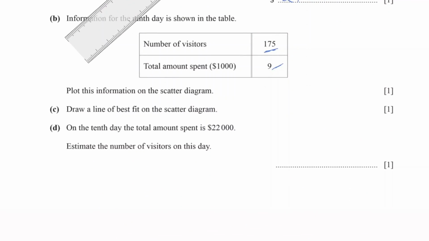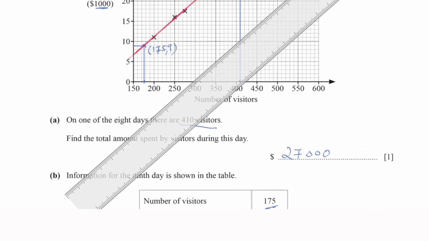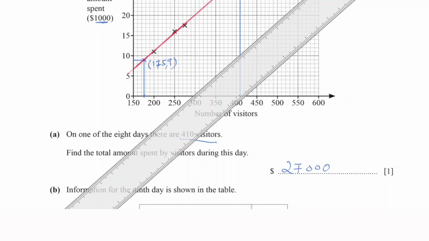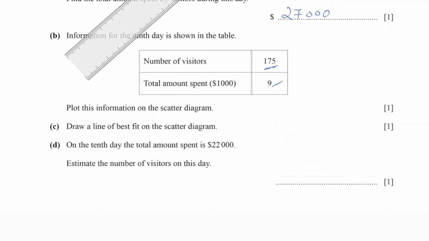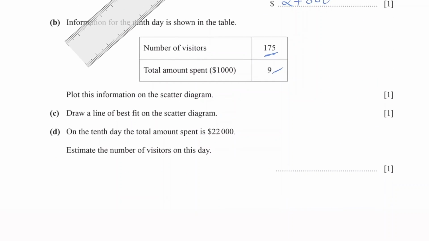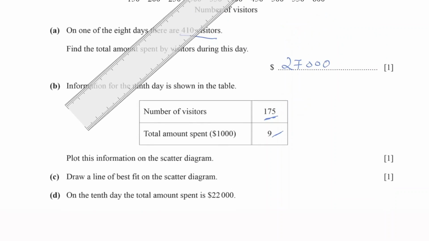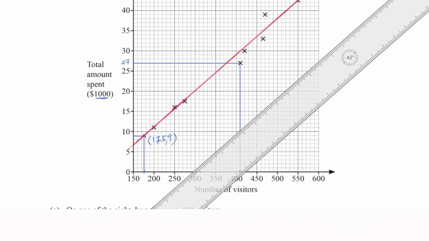Okay, then the next part says, and yeah, of course, don't make the line of best fit outside of this graph. It's not correct. Anyway, on the 10th day, the total amount spent is 22,000. Estimate the number of visitors on this day. 22,000 is how much here? We use this blue pen. 22, 21, 22,000 is here.